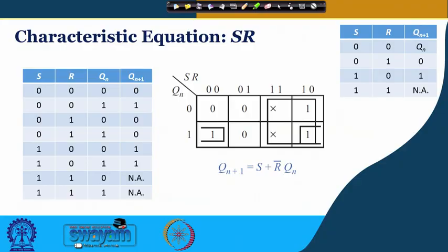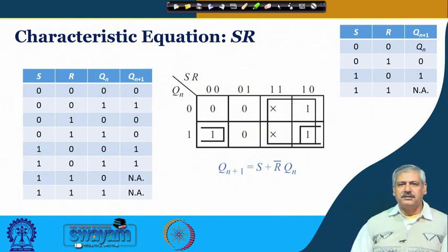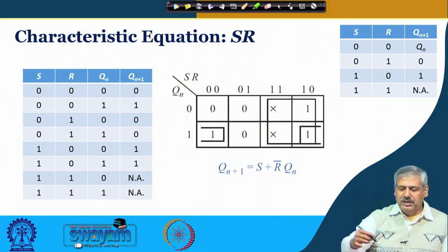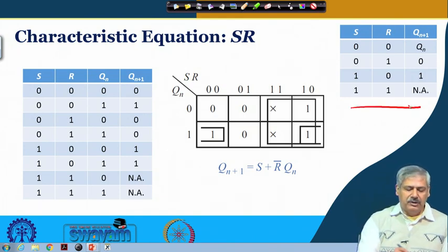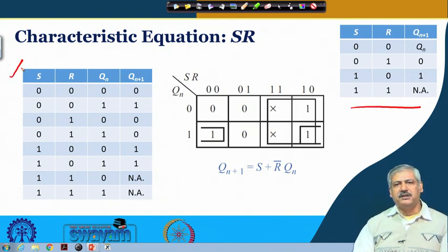So, we start with SR flip-flop, and what we discuss now is representation through characteristic equation. The truth table of SR flip-flop we had seen before in a compact form like this, and in a more elaborate form which can be represented here. This truth table is also called characteristic table in some of the literature.